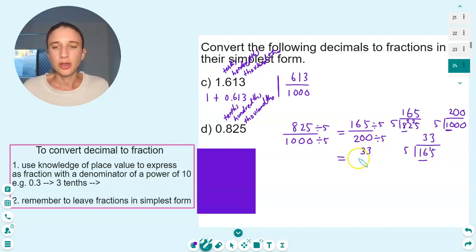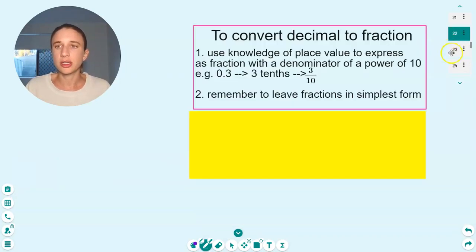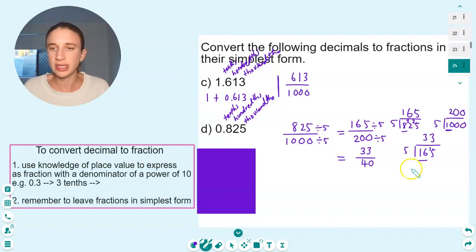And see, we're nearly there. 33 over... well, I know 5 4s are 20. So 5 40s are 200. And it's looking like we've simplified it, right? The common factors of 33 and 40, I'm quite sure that there aren't any. If you needed to find them again, just list them out. So you could list your factors, but I won't do that here.